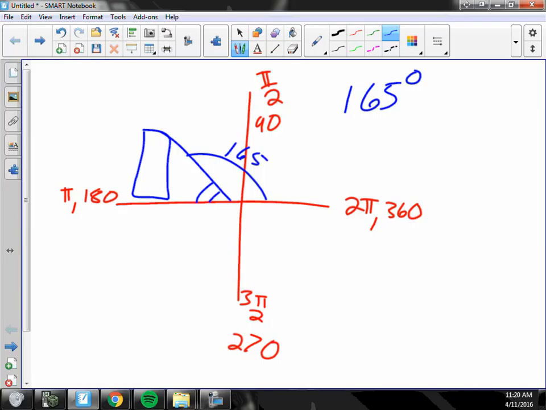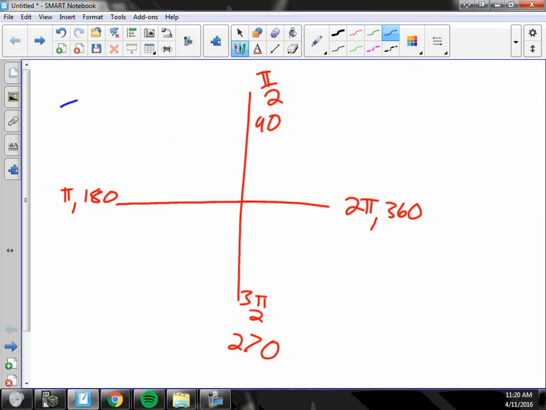15. I need 15 more degrees to make it to 180. Okay? Negative 260. What quadrant is that in? Negative 2. So I rotate around. There's 260.